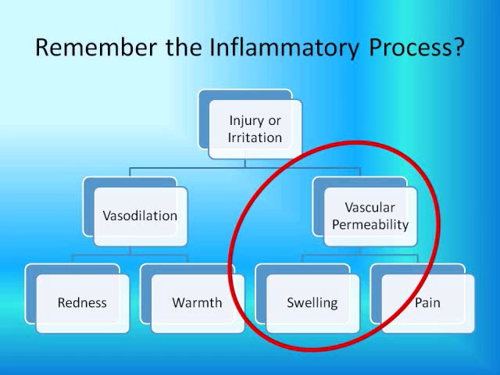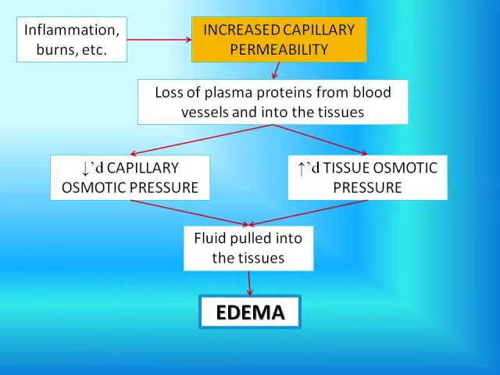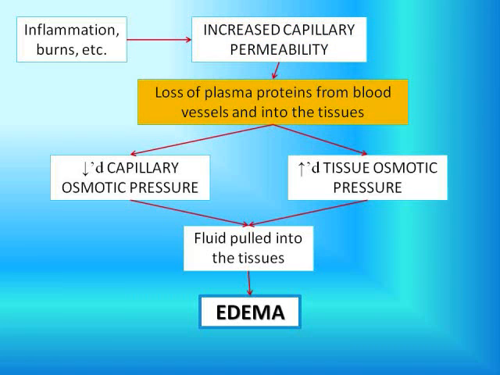Okay, let's go back and remember the inflammatory process. Remember, with injury or irritation, when the inflammatory process kicks in, we have more vasodilation, but we also get increased vascular permeability, leading to swelling. Why does that happen? Inflammations, burns, etc., cause increased capillary permeability. From there, we see a loss of plasma proteins from the blood. It leaks out of the vessels and gets into the tissues.